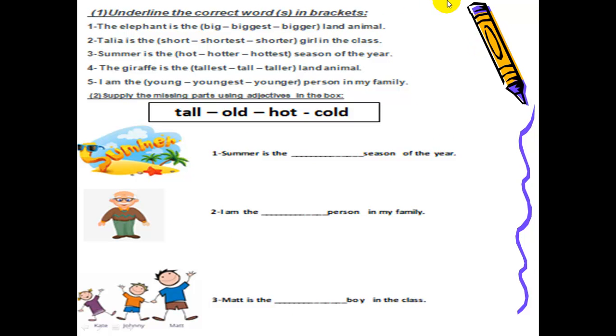Okay, let's go to here. Number 1, the elephant is the biggest. Yes. Number 2, Talia is the shortest girl in the class, because I'm comparing Talia with all the other girls. It will be shortest. Number 3, summer is the hottest. Yes, because I'm comparing summer with all the other seasons.